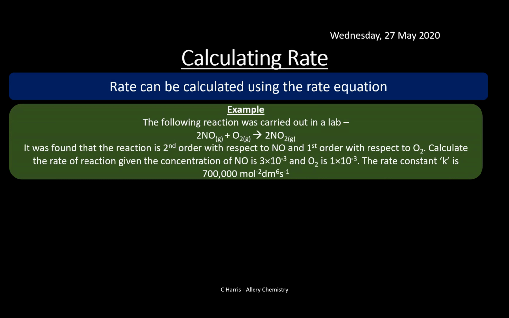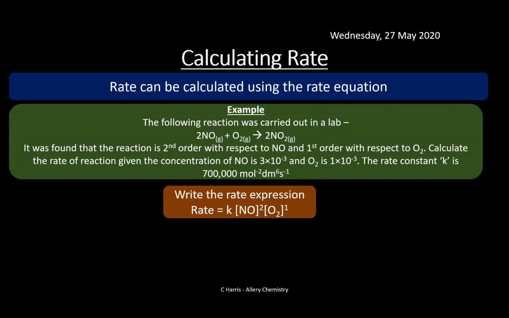Okay, so the first thing we should do with this is write our rate expression. So our rate expression is rate equals K NO squared O2 to the 1. The reason why this is a 2 is because in our equation, we have 2 lots of NO, so therefore it must be to the power of 2. And for oxygen, we have a power of 1 because we only have one of them in our original equation. You don't have to show the 1. Effectively, the 1 can just be dropped from there because having anything in there means it will be first order.